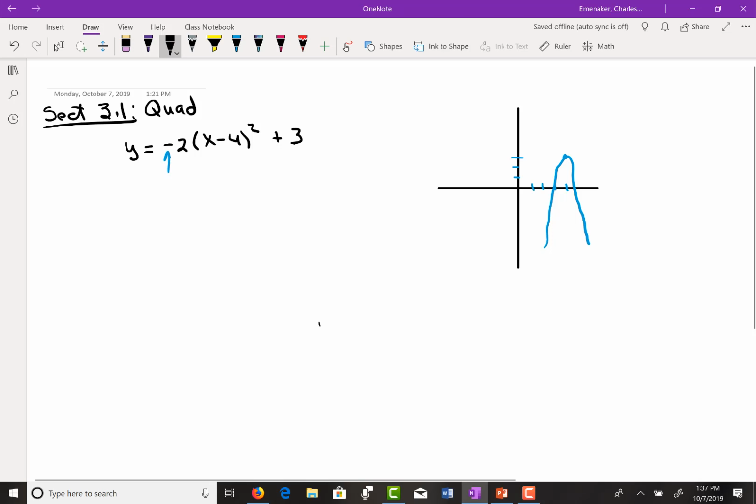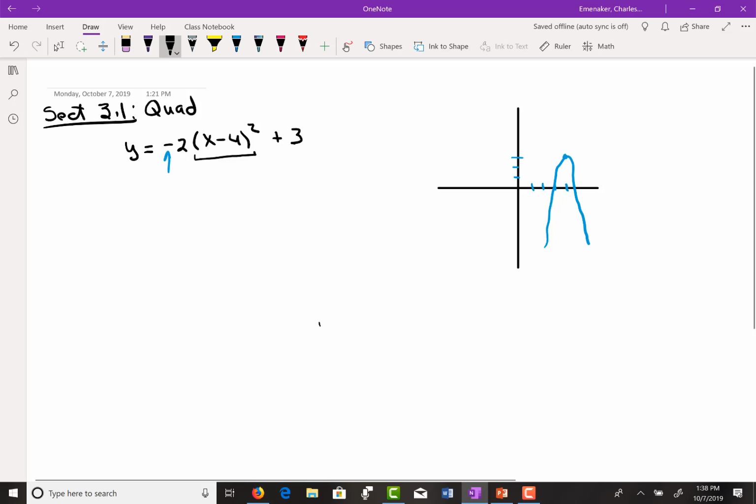We also talked about the fact that this can be converted. If you needed to get it as x squared plus x plus some number, you could FOIL this out here, multiply it by a negative 2, and then add 3, and you would get back the usual equation. Does that make sense to everybody? Are you okay with doing that?